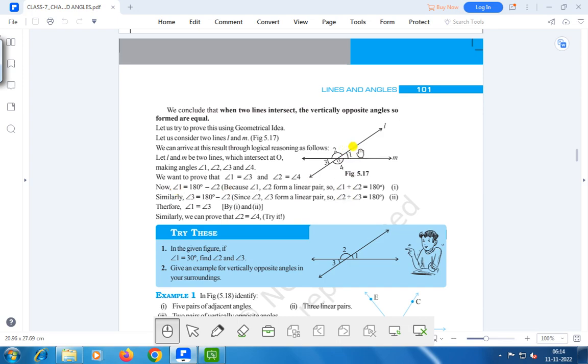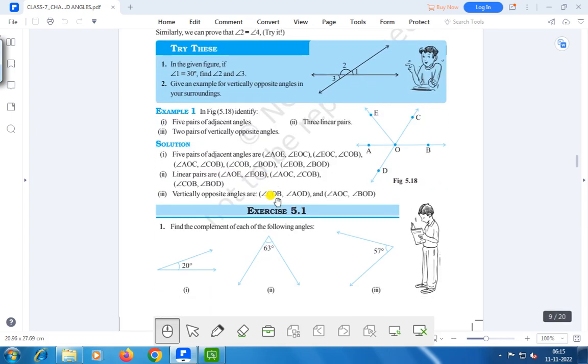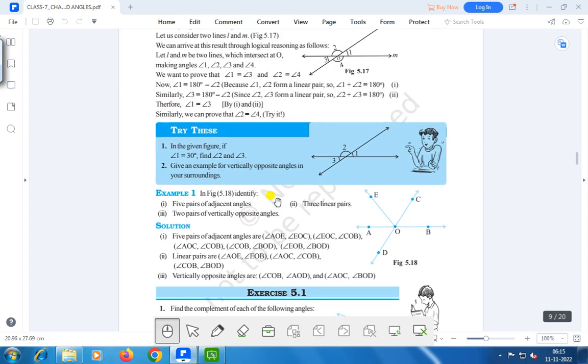And here you see angle 1 plus angle 2 is equal to 180 because this is a straight line. And angle 2 plus angle 3 is equal to 180 degrees. Therefore, we can say angle 1 is equal to angle 3. And similarly, you can prove that angle 2 is equal to angle 4 and angle 3 is equal to angle 1. You have to remember this also.